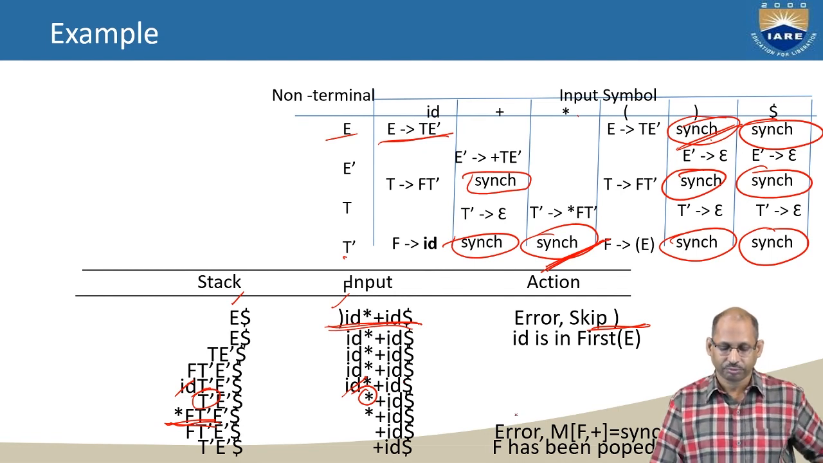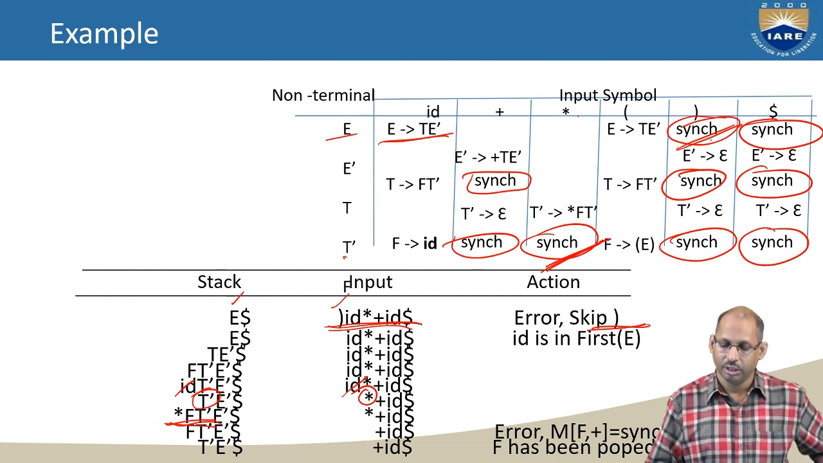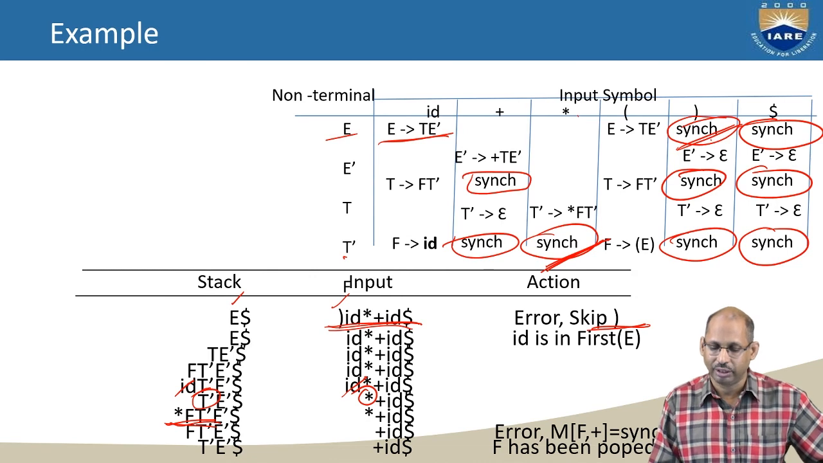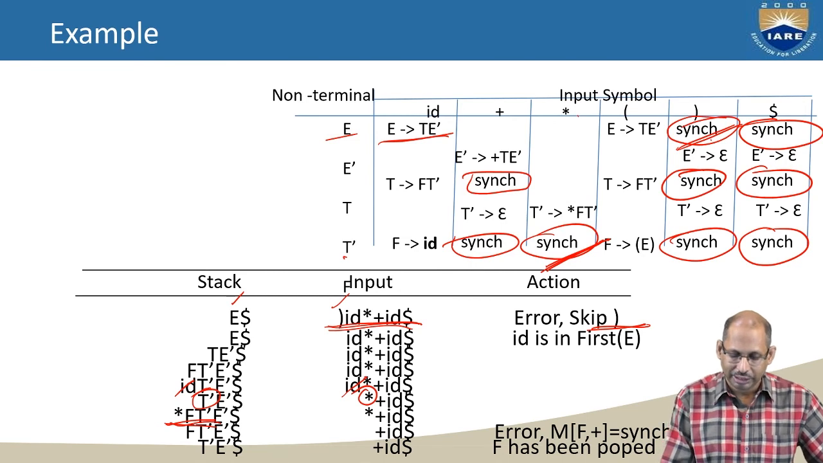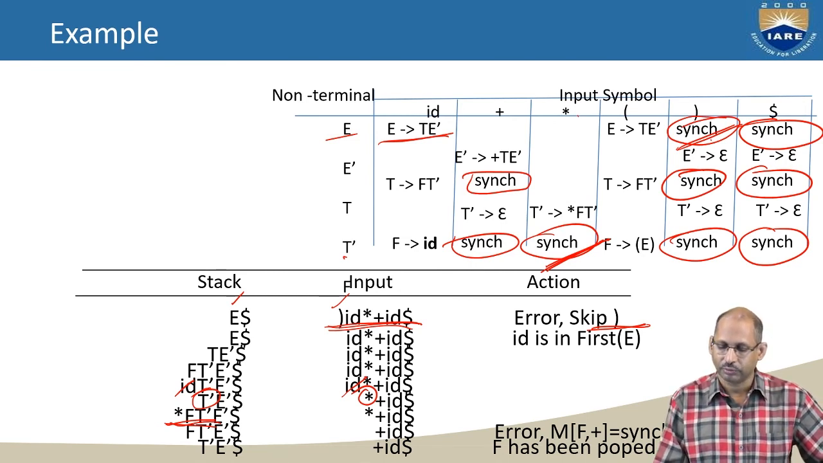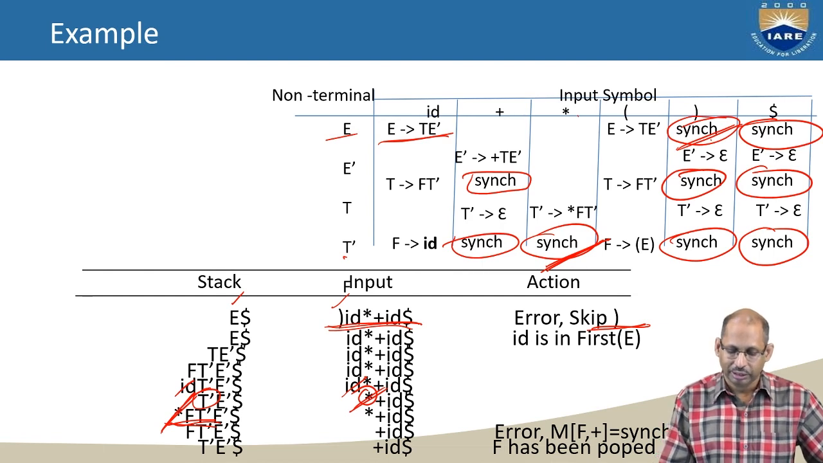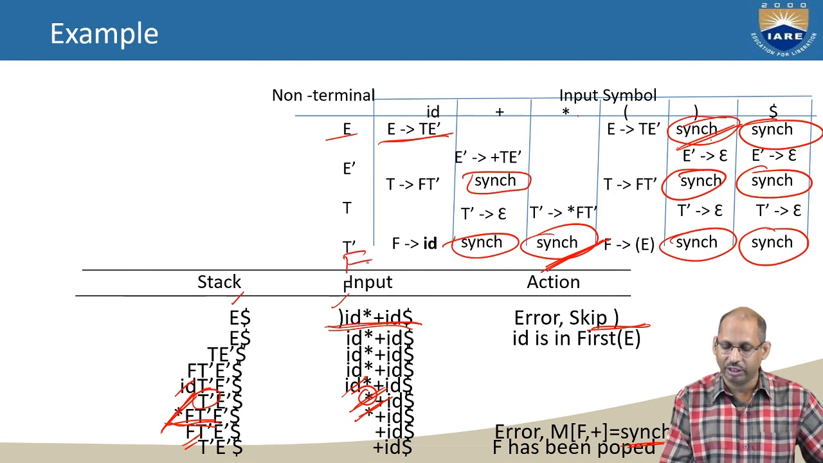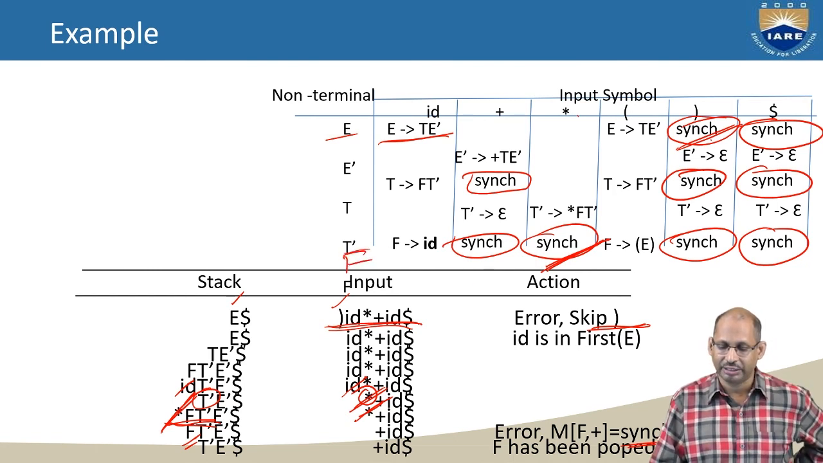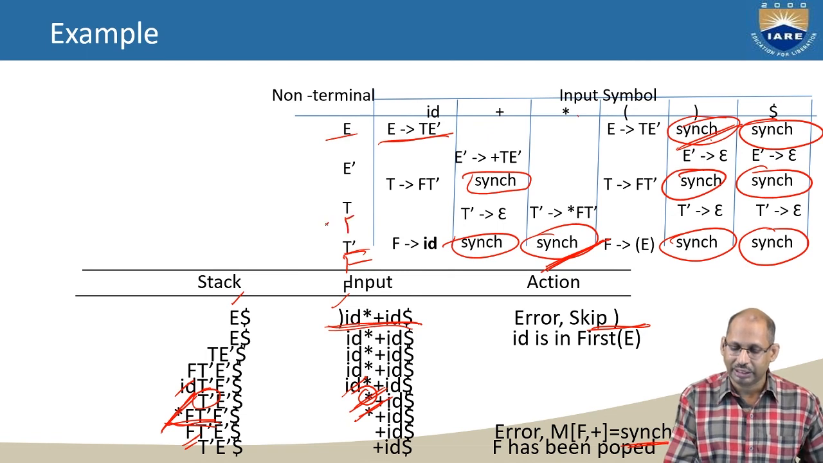We continued this one. F T dash, then we remove this multiplication. Simply we remove the multiplication. Then F, and here ID is missed. So F and plus, we are checking, here synchronize. The F here is missed. F and plus is synchronized.